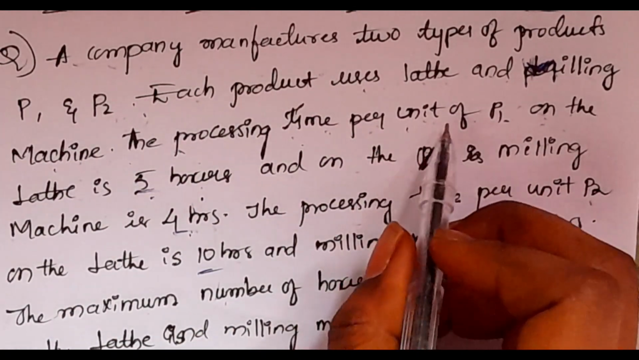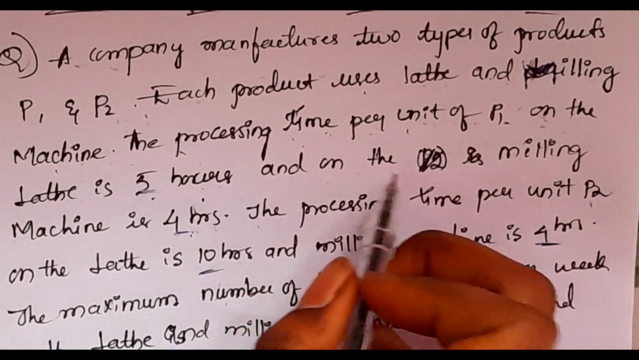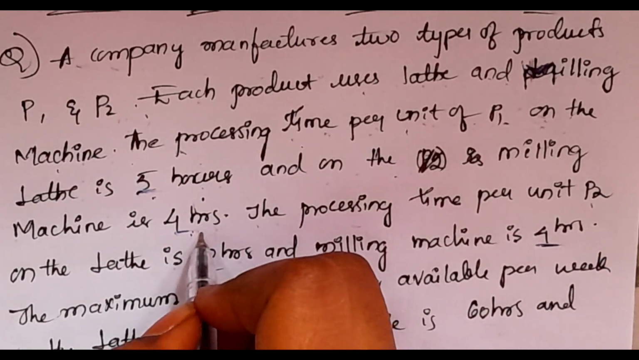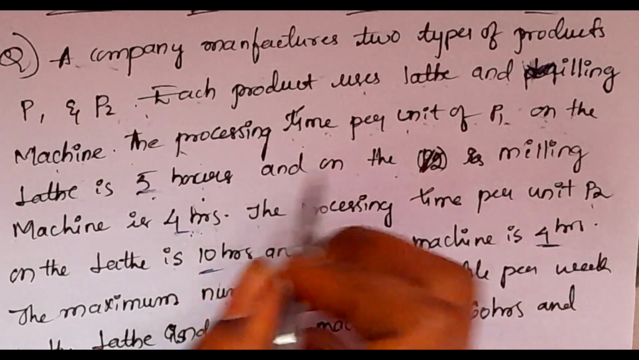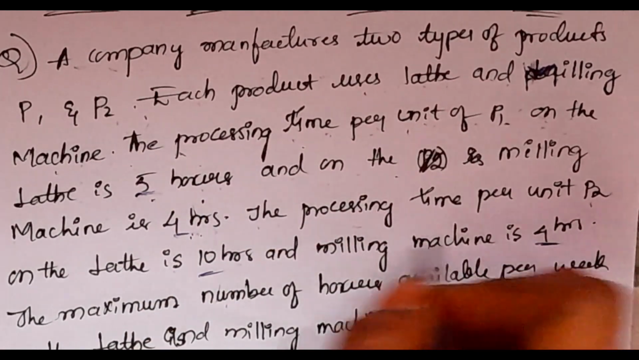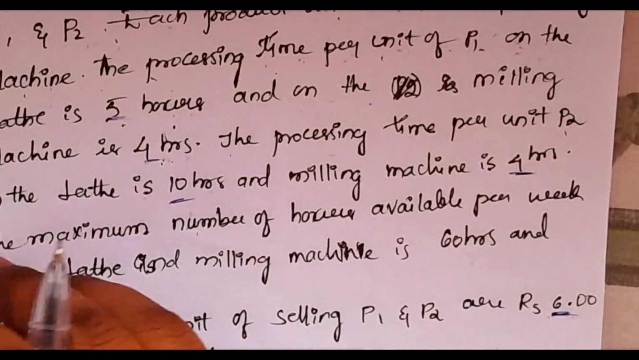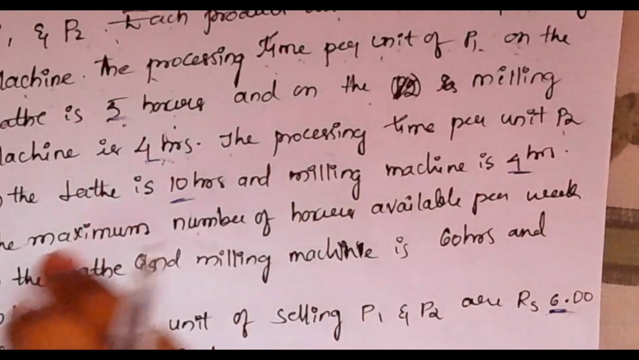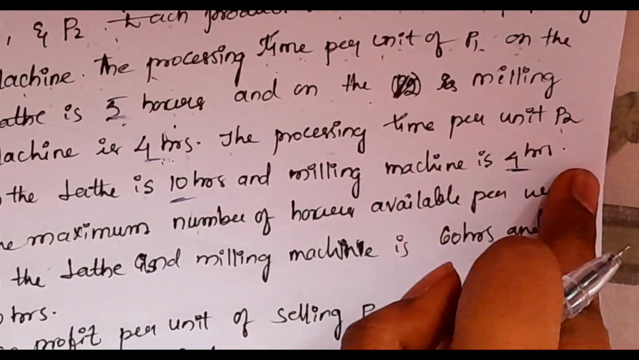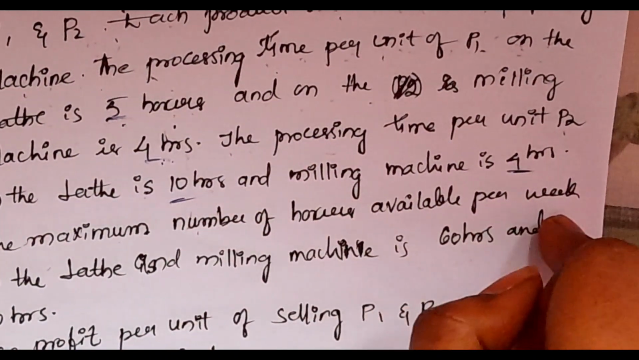The processing time per unit of P1 on the lathe is 5 hours and on the milling machine is 4 hours. Means the processing time of P1 on the lathe is 5 hours and on the milling machine it takes 4 hours. Similarly, the processing time of P2 on the lathe is 10 hours and on the milling machine is 4 hours. So P2 takes lathe 10 hours and milling machine 4 hours.